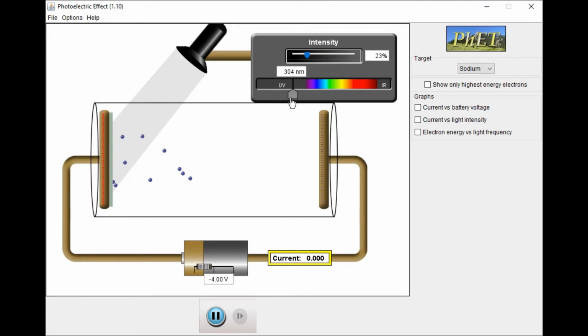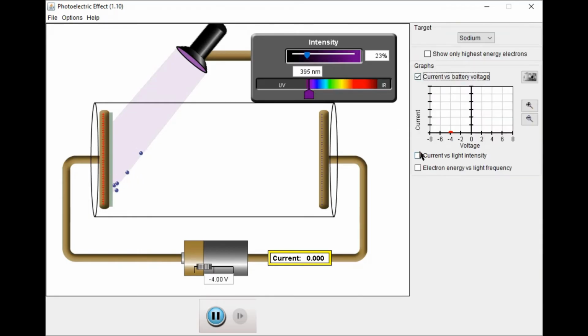So there's lots of things that we could play with here. We could look at the intensity a little bit more and play around with the frequency a little bit more. But they also show different graphs here. One of the graphs that they show is the current versus the voltage. And so one of the things that I want to do is set up the experiment so that there are some electrons that are making it across. So I don't really care that much about the intensity. So I'll just set that at some middle value of about 40%.